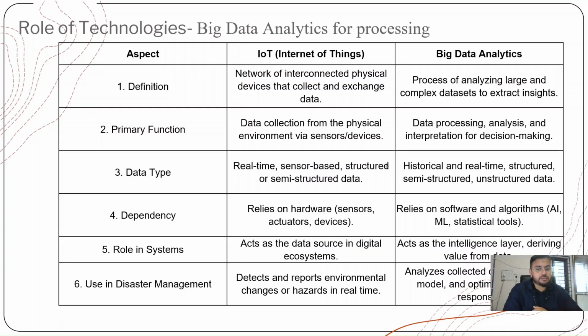The Internet of Things detects and reports environmental changes and hazards in real time, whereas big data, as I said again, analyzes the collected data, which helps to prepare a prediction model and optimize the disaster responses.